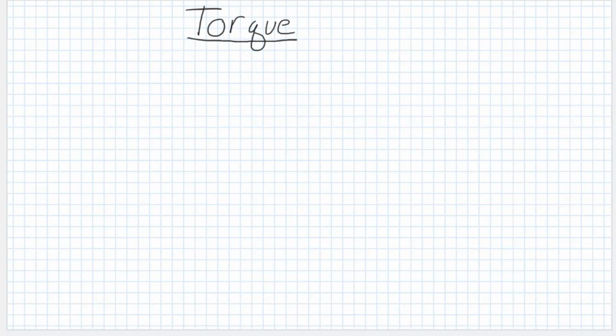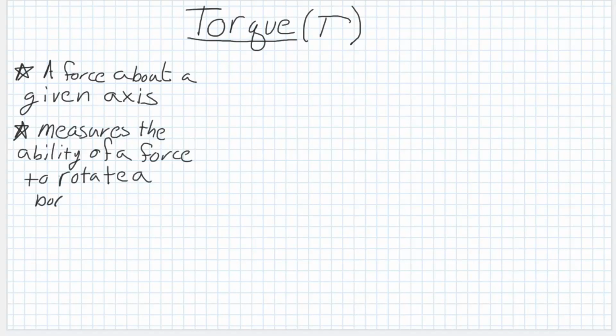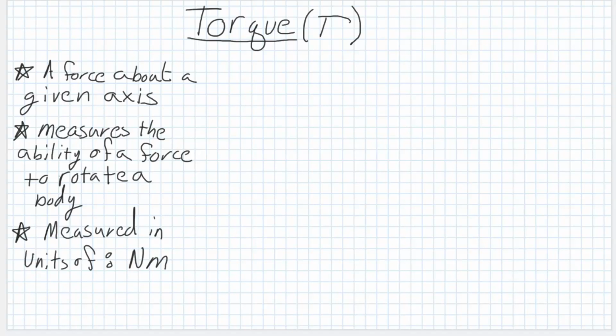This video is going to be about torque, which we'll represent with the capital Greek letter gamma. Torque is a force acting about an axis, so it's going to cause rotational motion. We could also think of torque as the ability of a force to rotate a body. The more torque, the more the ability that force has to cause rotation. Torque is going to be measured in units of Newton meters.